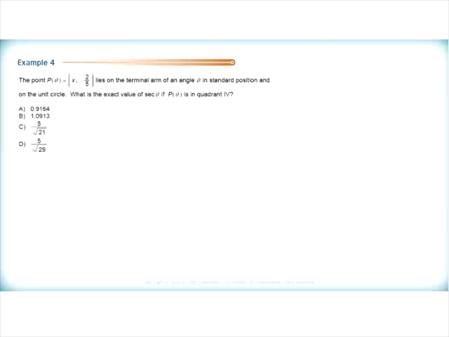Let's have a look at one more example here. The point P of theta equals x comma -2 over 5 lies on the terminal arm of an angle theta in standard position and on the unit circle. That's important. This point is on the unit circle. You want to be looking for that. So let's construct the unit circle. And let's place our point on the unit circle.